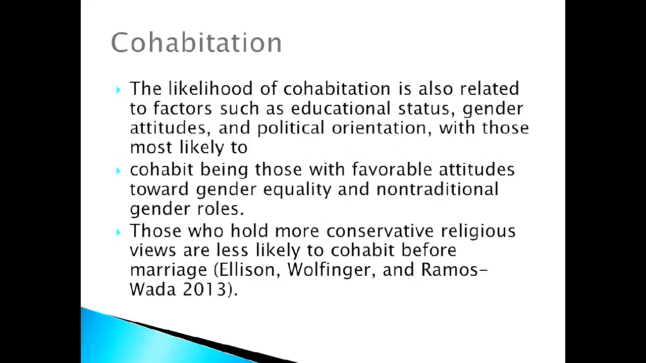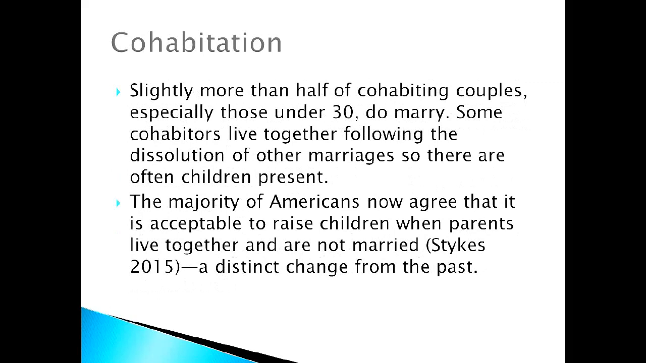The likelihood of cohabitation is also related to such factors as your educational status, gender attitudes, and political orientation, with those most likely to cohabitate being those with favorable attitudes towards gender equality and non-traditional gender roles. Those who hold more conservative religious views are less likely to cohabitate before marriage. Slightly more than half of cohabitating couples, especially those under 30, the young folks, do marry. Some cohabitators live together following the dissolution of other marriages, so there are other children present. The majority of Americans now agree that it is acceptable to raise children when parents live together and are not married, a distinct change from the past.